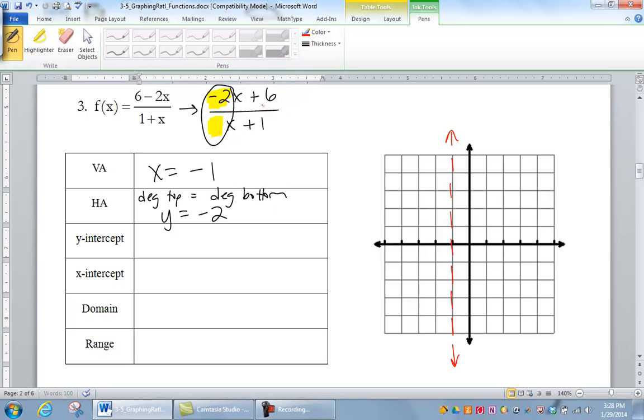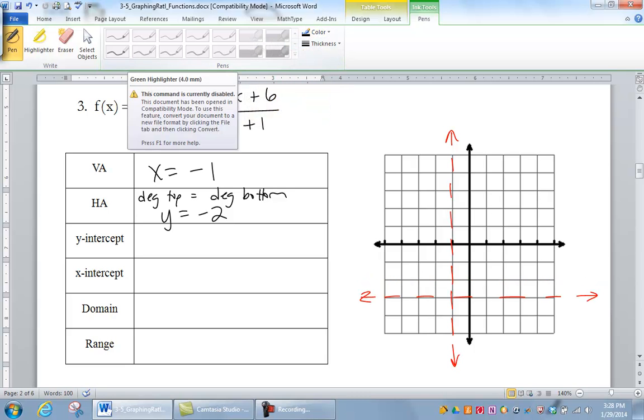So I'm going to put negative 2 on my graph right away, a horizontal line there, and that's serving as my horizontal asymptote. So I got my 2 asymptotes. Those are, in my opinion, the most important part of the whole graph. Now let's do the y-intercept.